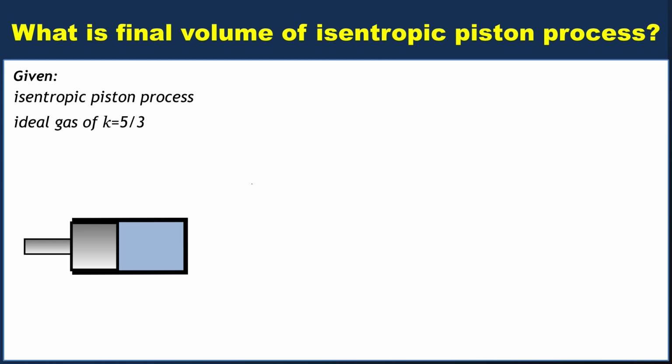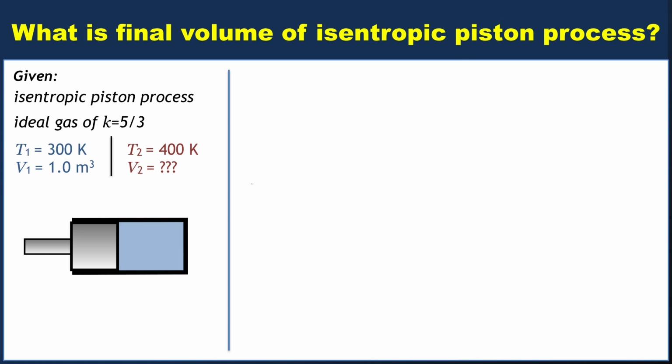Let me show you. So imagine that we're given an initial condition of 300 Kelvin and 1 cubic meter for the temperature and volume. We know that the final temperature is 400 Kelvin, and we want to know the final volume. Okay, how do we do that? Well, let's quote one of these ratios from our lecture notes. T2 over T1, again for an isentropic ideal gas, is little v1 over little v2 raised to the power k minus 1, where again, k is the ratio of specific heats of the ideal gas. It's fixed though, and in this problem we know it's 5/3.